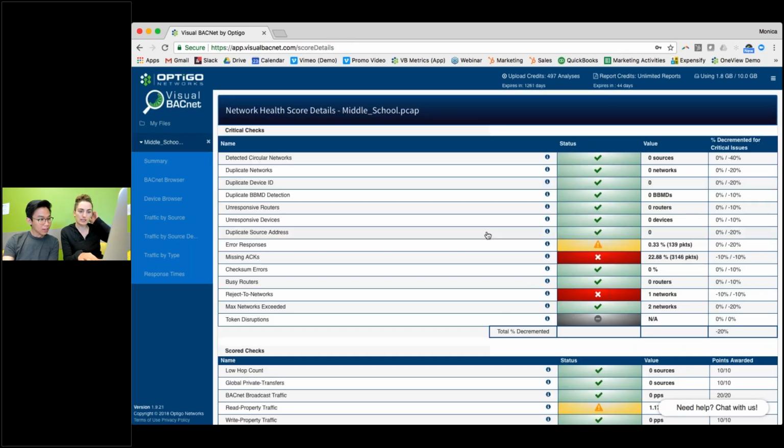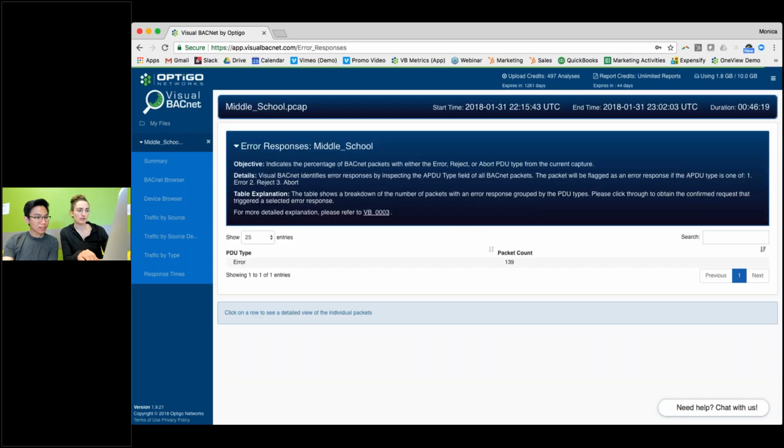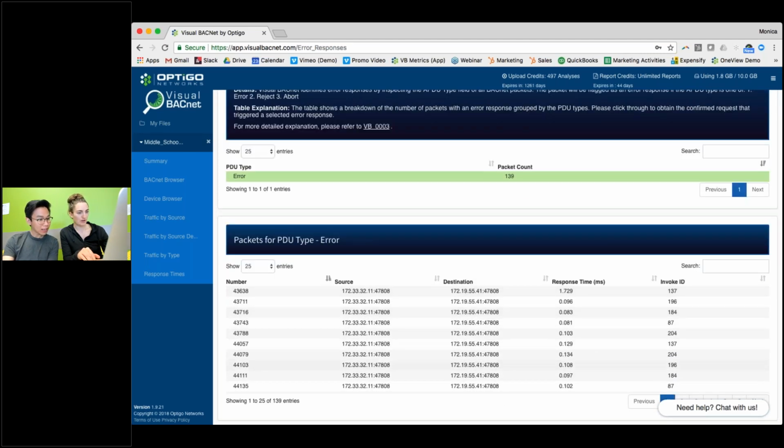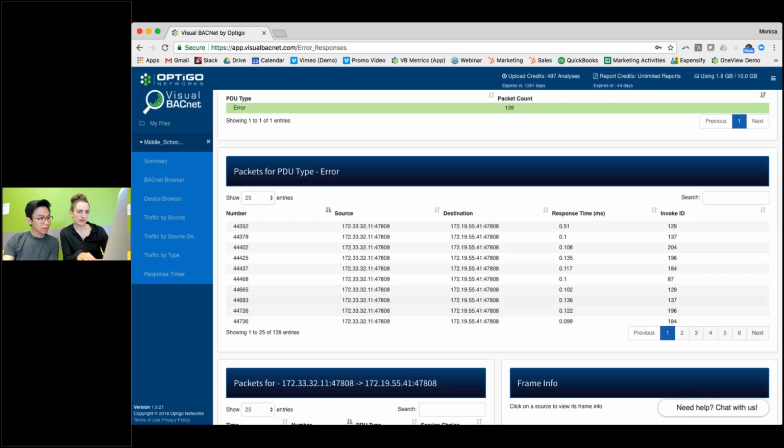Back in here, let's see if there's anything else. If you want to look at error responses, less than 1%, but we can see what's causing these error responses. So it's all that same device. Going to the same destination. It's the same problem again. So a lot of this files around this one device.